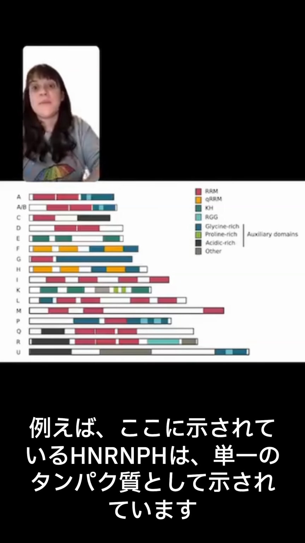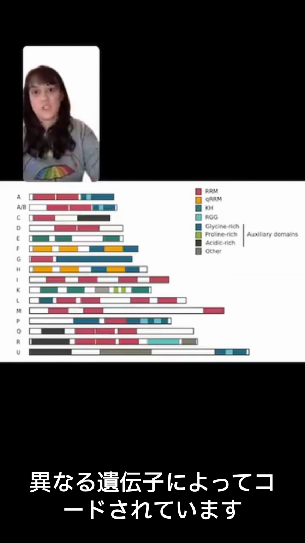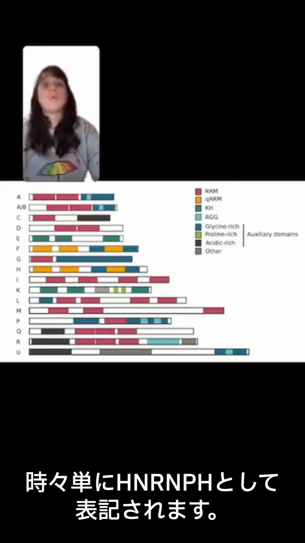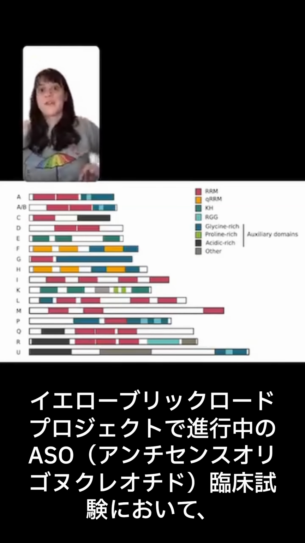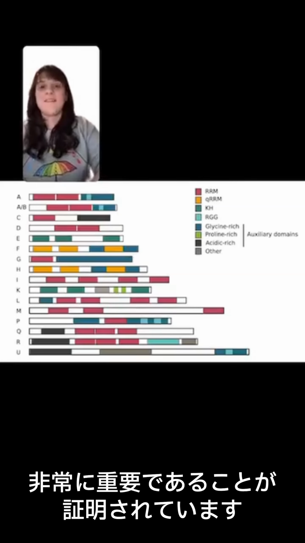And so, for example, HNRNPH here is shown just as one protein. It's actually HNRNPH1 and HNRNPH2, which are encoded by different genes. And they look so alike that they just list them sometimes as just HNRNPH. And that's proving to be really critical in the ASO trial that is going on with Yellow Brick Road Project in terms of regulation.